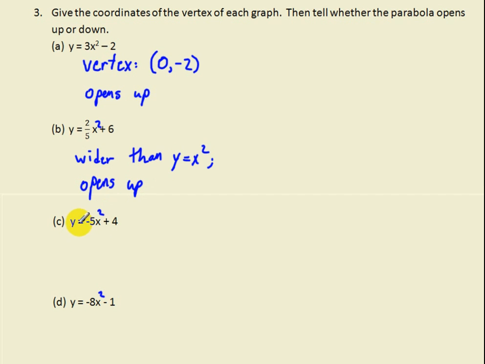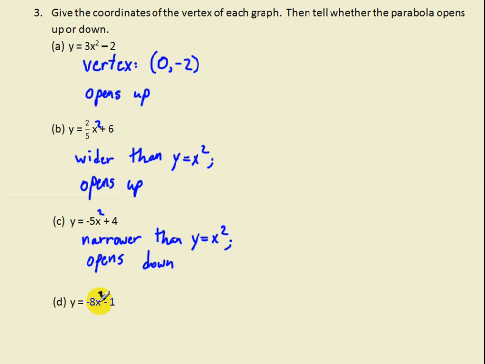In the third example, y equals negative 5x squared plus 4. Here we have an absolute value of a that is greater than 1, so this is going to be narrower. So ignore for a moment the fact that it's negative and just focus on that 5 compared to 1. 5 is greater than 1, so it's narrower than y equals x squared. And it's going to open down because a is negative. So it opens down.